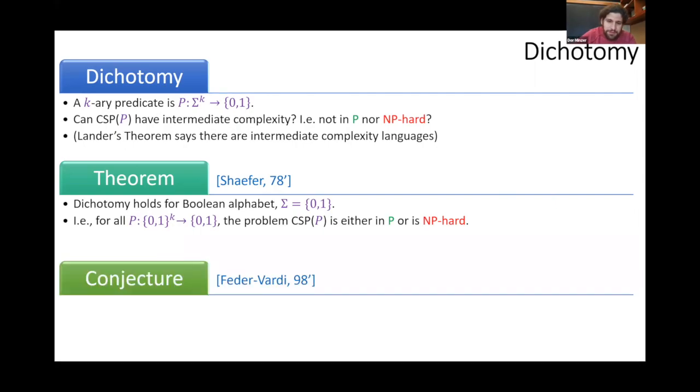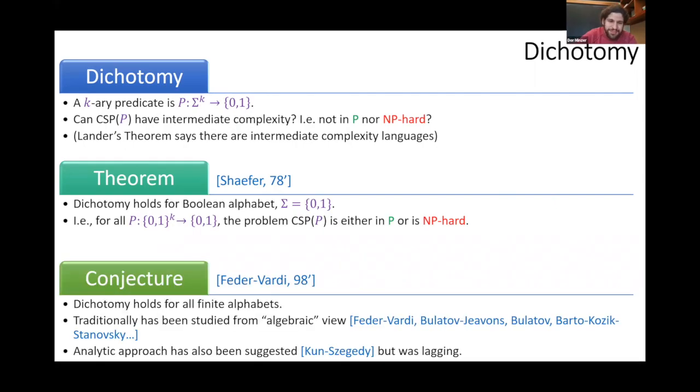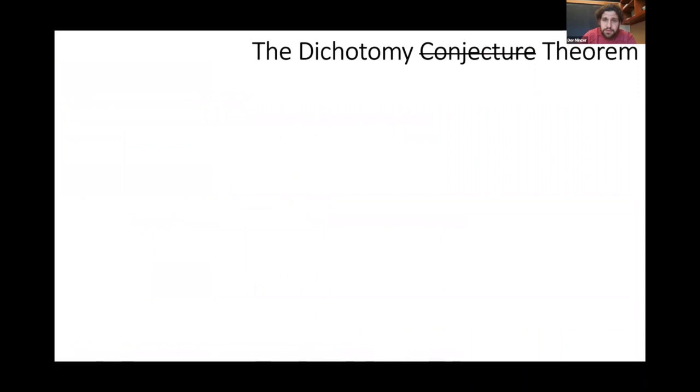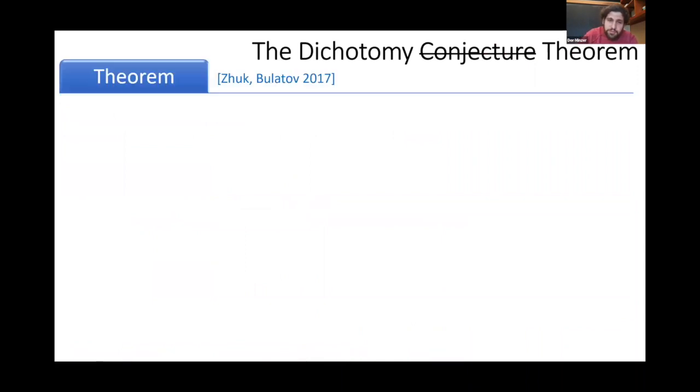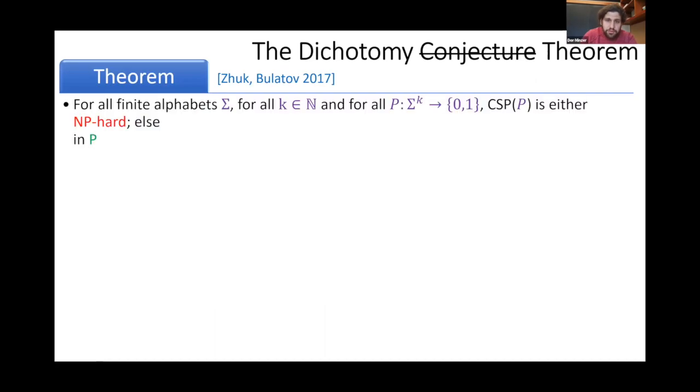And it took a while, it took 20 years to conjecture that the same thing holds for any finite alphabet, not only for Boolean alphabet. And this is called the dichotomy conjecture. And there's been a lot of work on the dichotomy conjecture, kind of from 2 views. The algebraic view, where there have been many works, and the analytical view, where there was one work suggesting it, and then not much progress. And this was the state of affairs for quite some time, until the conjecture became a theorem, and this was proved by Zhuk and Bulatov 5 years ago.